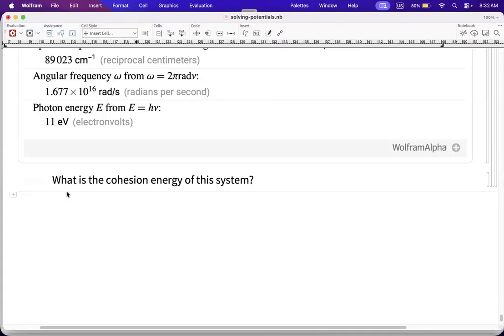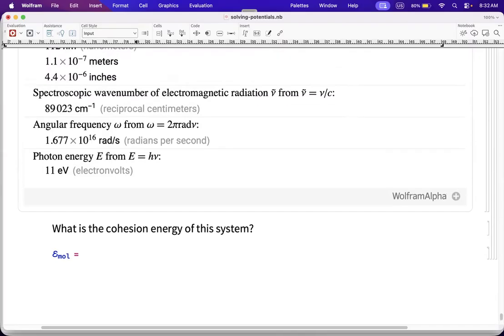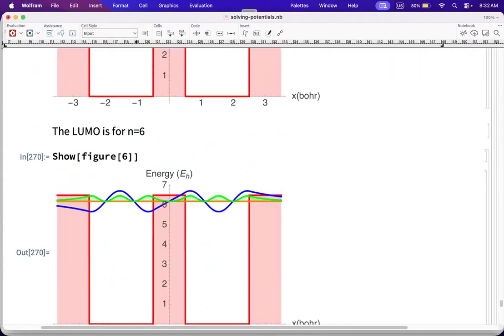So let's compute this, right? What is the cohesion energy? With this, we need to find what this is. What is the energy of the molecule? Please, we know this. The total energy of the molecule is this, right? We computed already the energy of the molecule, it is here.